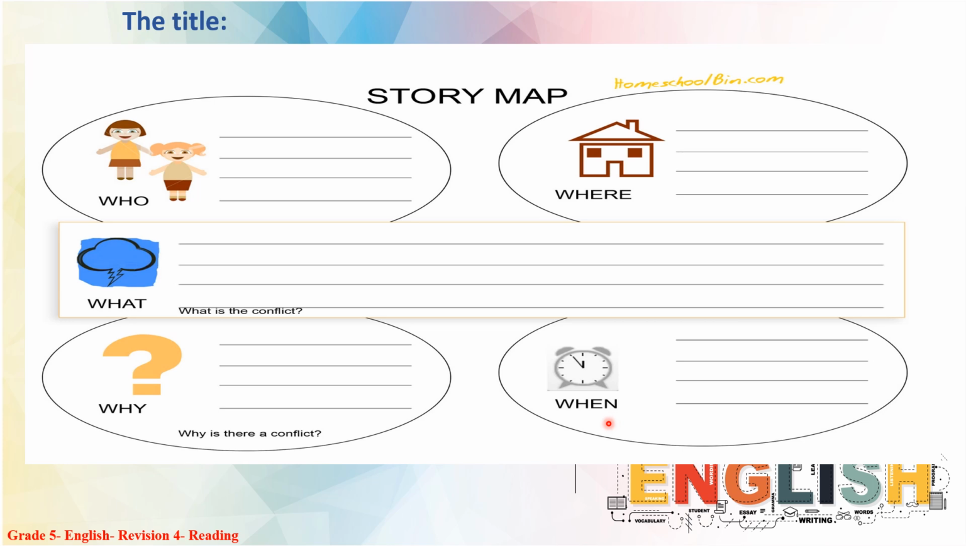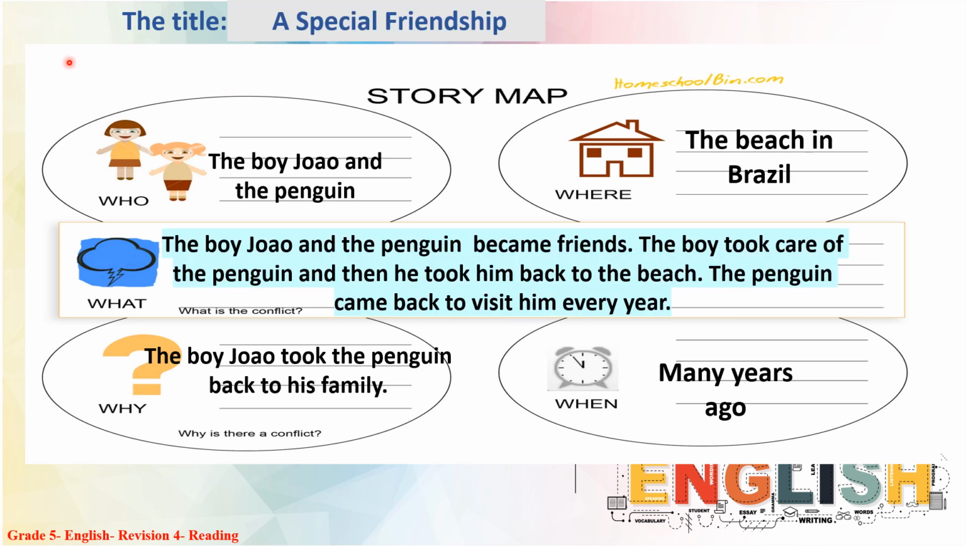Great! I hope you understood it very well. Now let's check your answers. Now let's compare your answers. The title of the story is A Special Friendship. Great. Now let's fill the map. Who means who are the characters involved in the story. There are 2 characters, as you know, the boy, Joao, and the penguin.